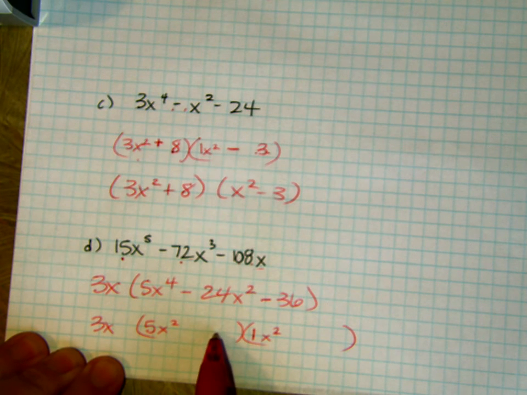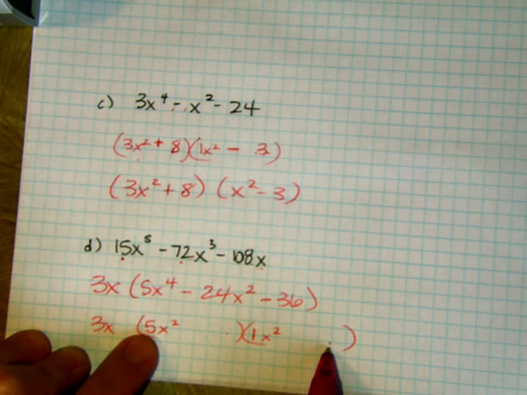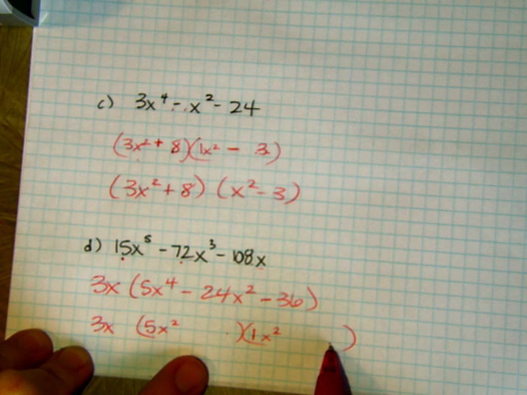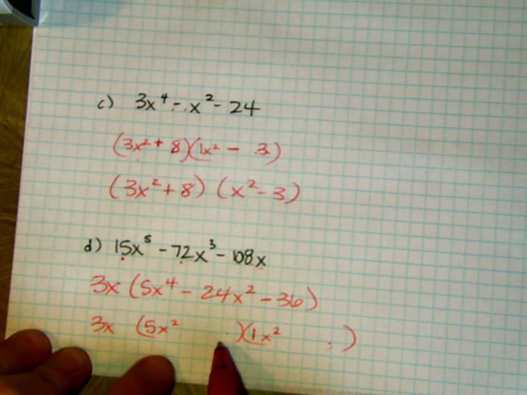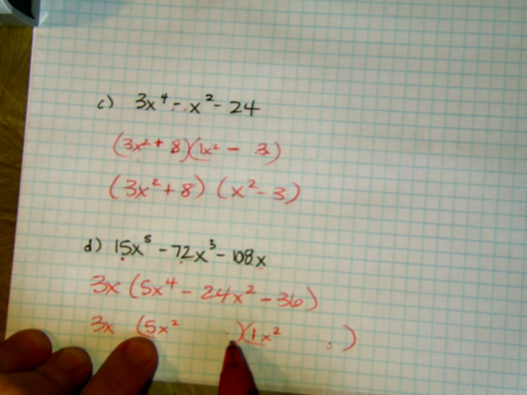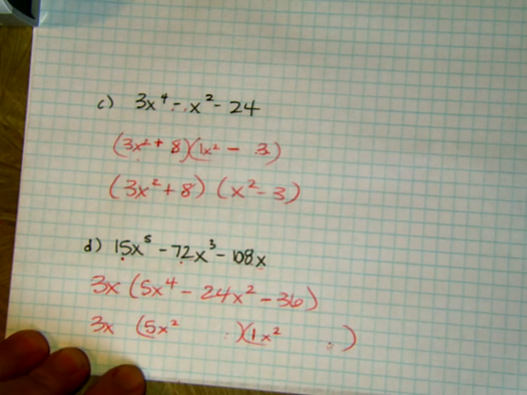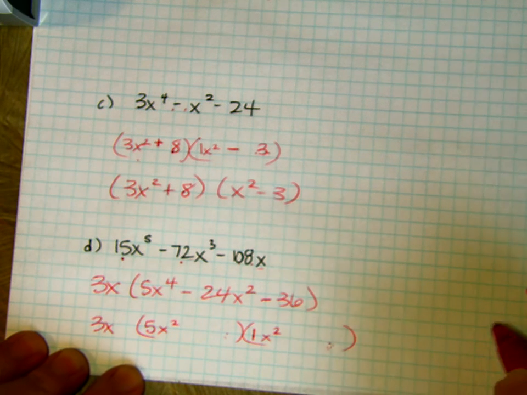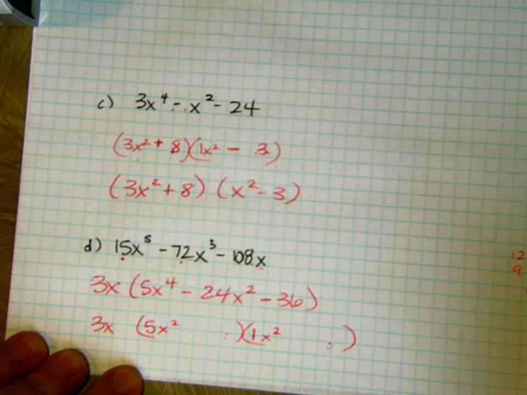If I put a 12 here and a 3 here, 12 times, no, that's not going to work. A 9 and a 4. If I put 9 times 5 is 45, no. 9 times 4, 20. No, what other factors are there? 12 and 3? 12 and 3, 9 and 4.